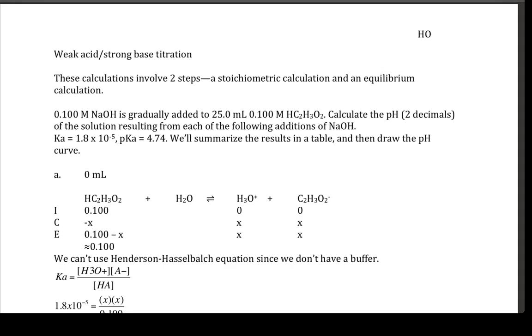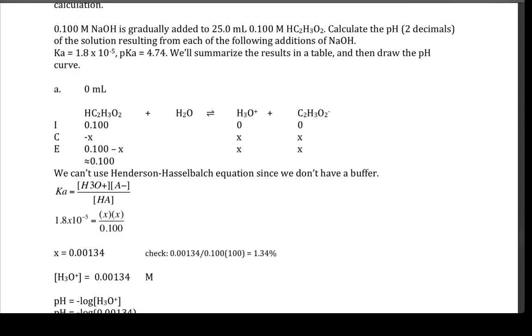Alrighty, so our problem is 0.100 molar NaOH is gradually added to 25.0 mLs of 0.100 molar HC2H3O2, so that's acetic acid. Calculate the pH to 2 decimals of the solution resulting from each of the following additions of NaOH.